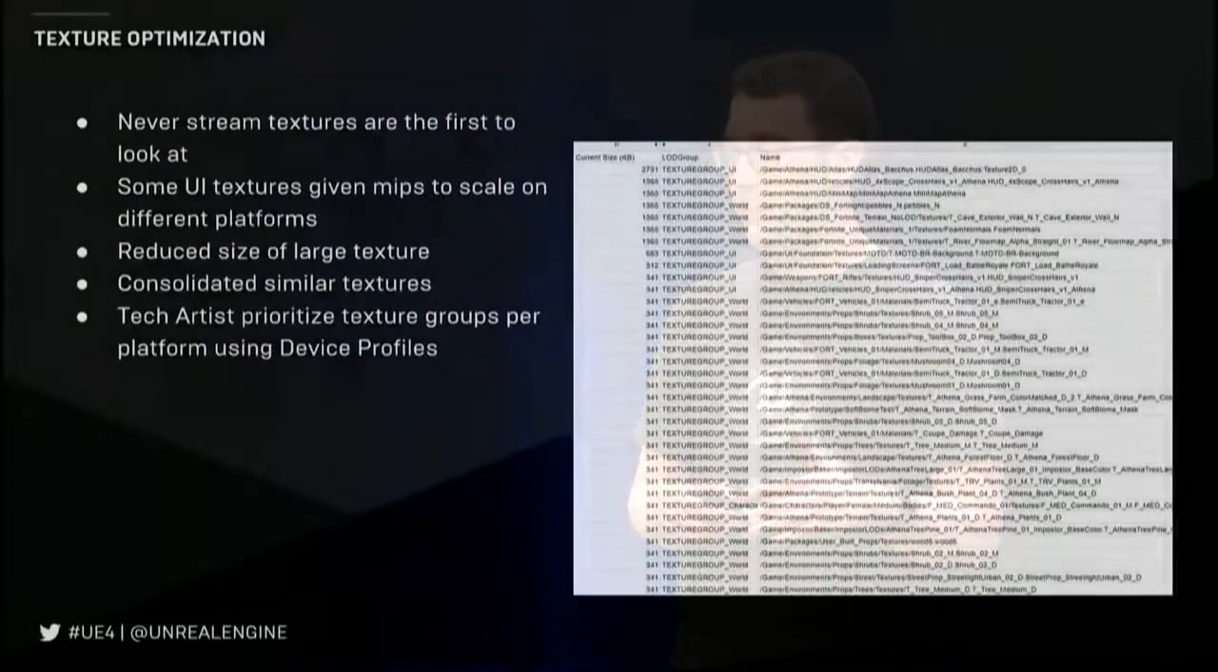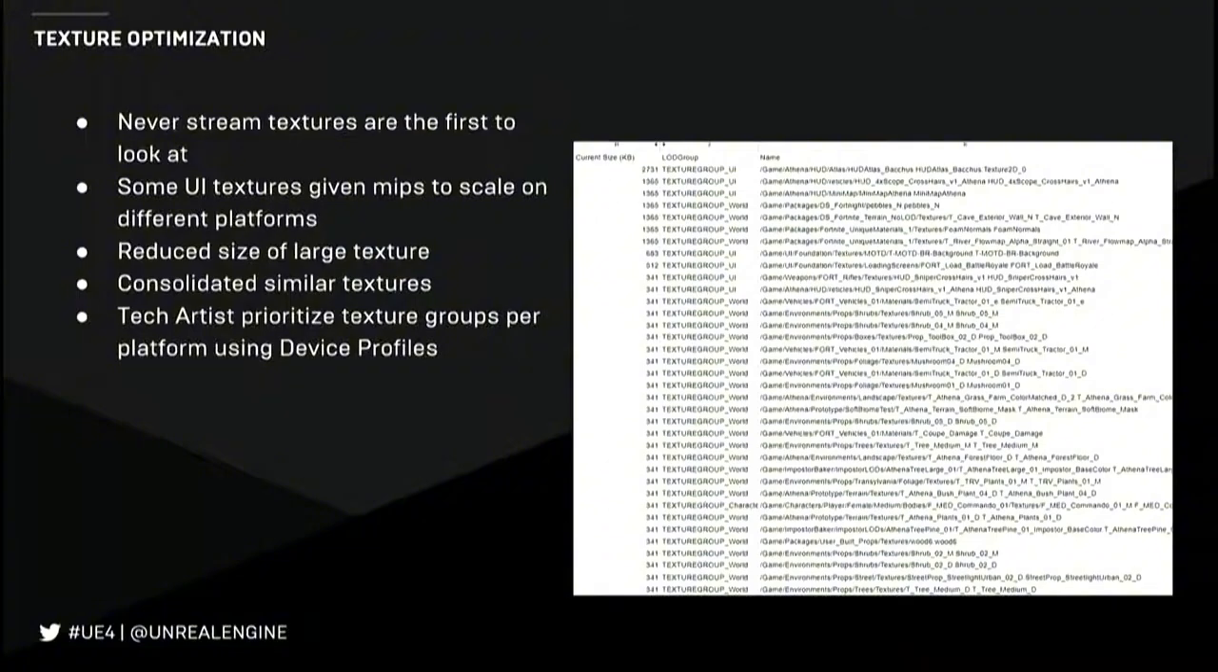And then we removed. This means that these textures will essentially eat up a block of memory and will never MIP down. So you have to assume that you're always going to have to deal with that chunk of memory. We try to make that list of textures as small as possible and things that absolutely have to be set to never stream. We also gave some UI textures MIP maps so that they could scale down on different platforms.